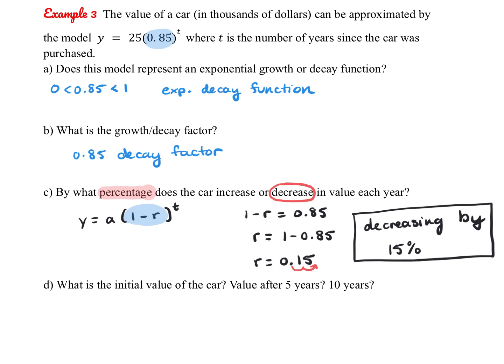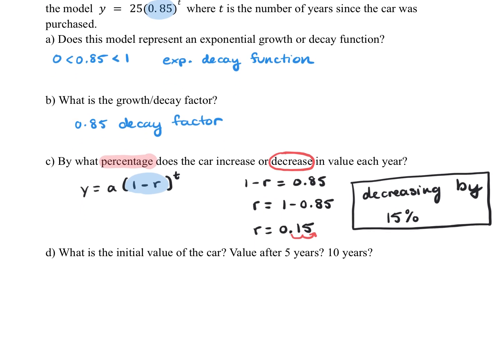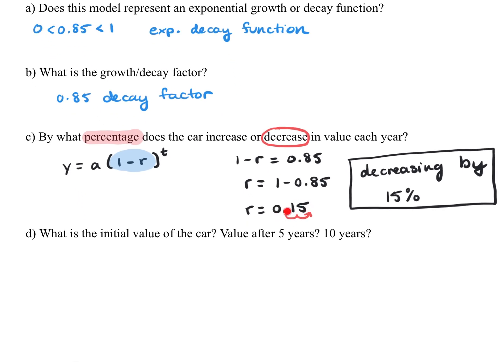So just be really careful. It'd be very easy just to look at this and say, oh, it's decreasing by 85%. But remember, the base represents either 1 plus r or 1 minus r. So you have to actually find r, not your entire base.